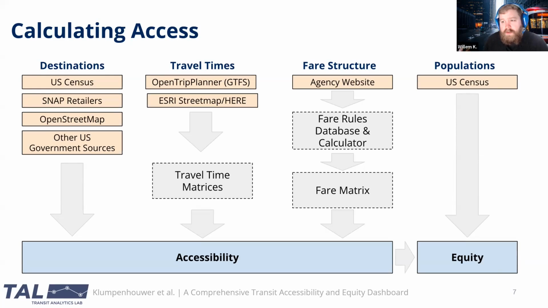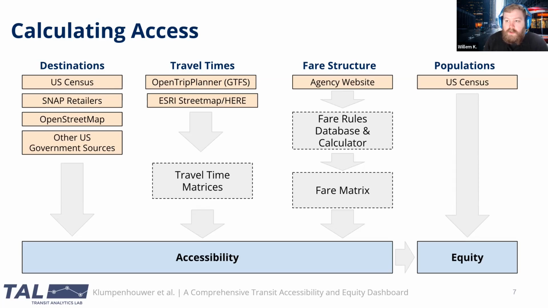And then for transit travel times, we used Open Trip Planner, which is sort of an open source itinerary generator, and it lets you load in a GTFS network or multiple GTFS networks for a region, and then you can calculate origin destination travel time matrices. So you need travel time matrices to understand how far away something is or how much travel time there is. But you also need destinations, so you need to measure opportunities.